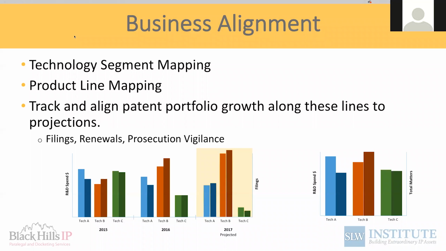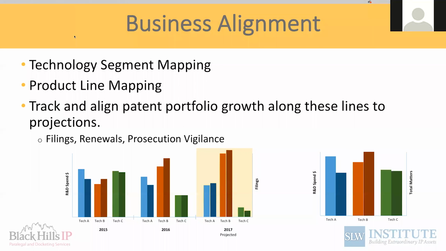Once you've got a portfolio mapped, then the analytics of alignment with the business data of the corporation really come into play. The first one we'll take a look at is technology and technology categorizations and R&D spend. So if you take R&D spend, historical data, and forward-looking projections, these can be overlaid with patent portfolio filing trends and forward-looking projections.